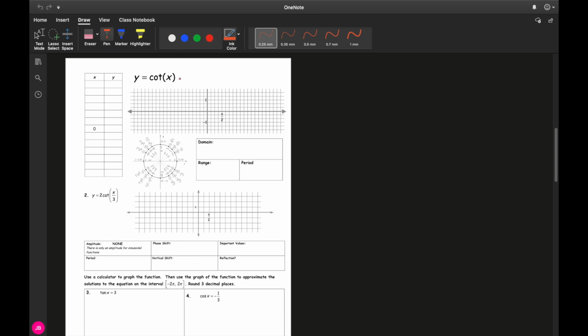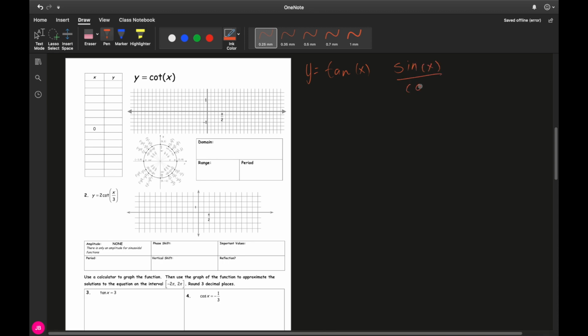Today we're going to be going over graphing cotangent. Last time we graphed tangent, and we talked about how the graph of tangent is the same thing as saying the graph of sine of x divided by cosine of x. Now I know you know your trigonometric identities, and you know that cotangent is equivalent to 1 over tangent, which is equivalent to cosine of x over sine of x.